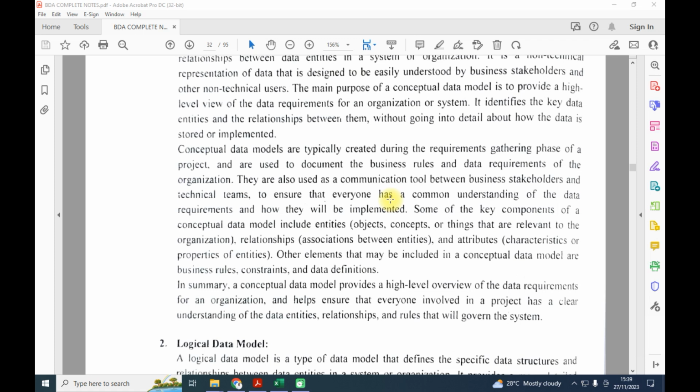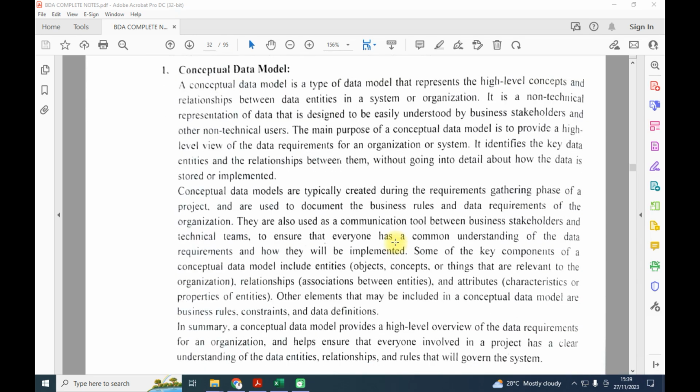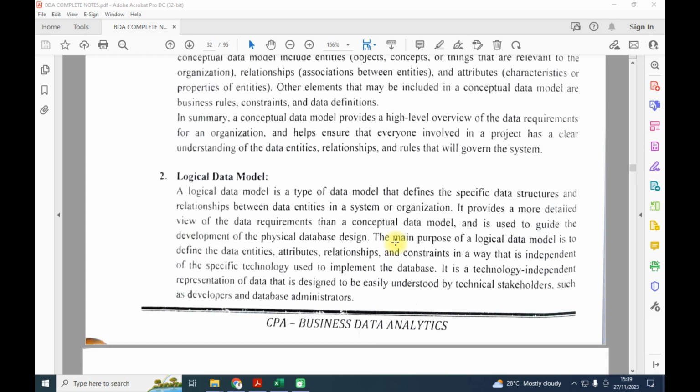Conceptual data models are typically created during the requirement gathering phase of a project and are used to document the business rules and data requirements of an organization. They are also used as a communication tool between business stakeholders and technical teams to ensure that everyone has a common understanding of the data requirements. So that is a conceptual data model.